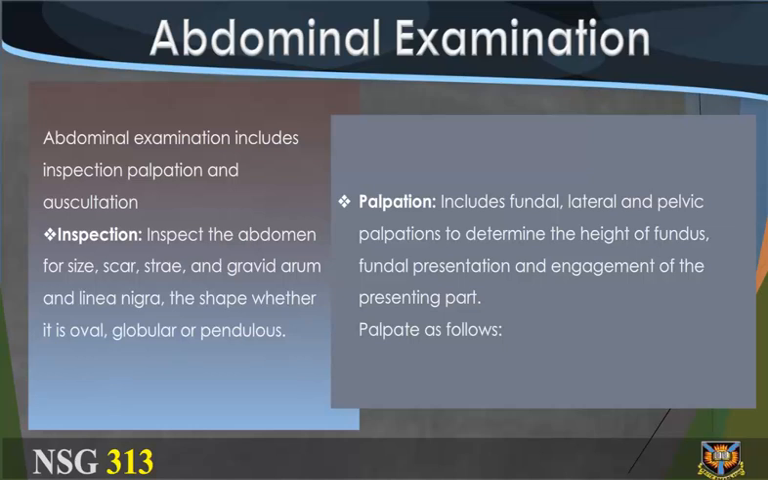Inspection. Inspect the abdomen for size, scars, striae gravidarum and linea nigra, and the shape, whether it is oval, globular, or pendular. Palpation. Palpation includes fundal, lateral, and pelvic palpations to determine the height of fundus, fundal presentation, and engagement of the presenting parts. Palpate as follows.